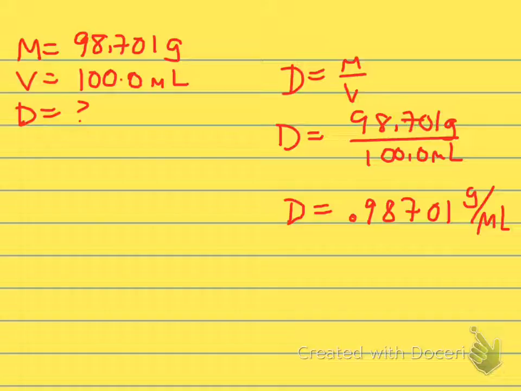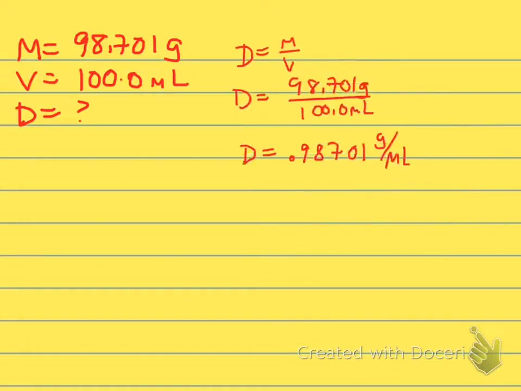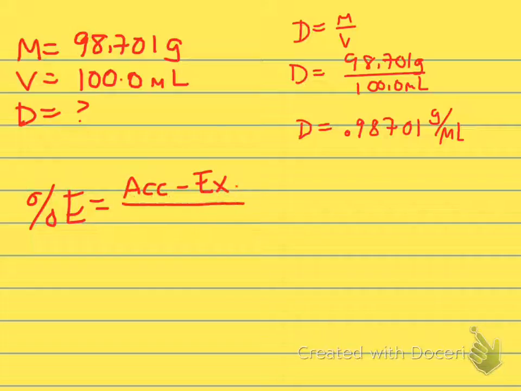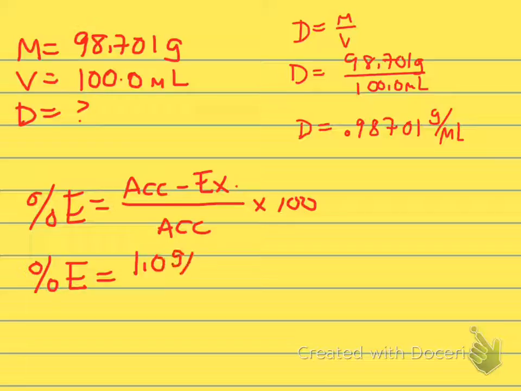Okay, but that's not really what we were after. What we were after is the percent error. So percent error is equal to the accepted value minus your experimental value divided by the accepted value times 100 to express it as a percentage. So the accepted value we said is 1.0 grams per milliliter minus our 0.98. Oh, what's our final answer for density? How many sig figs are we allowed to have?